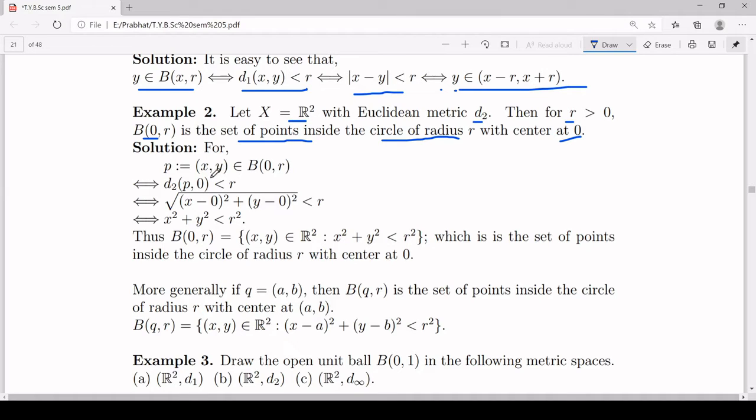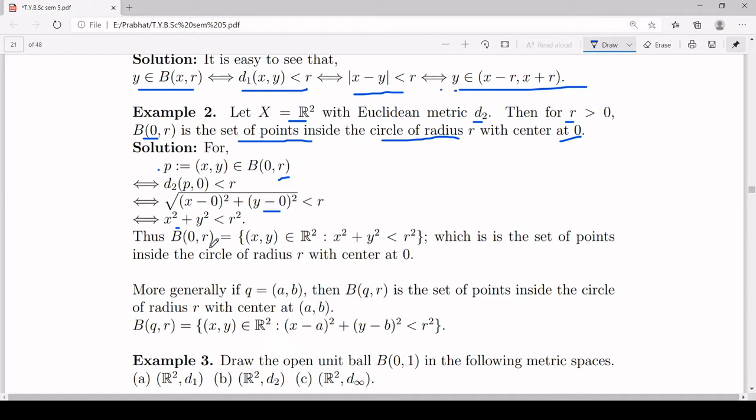You take a point (x, y), denoting it by P, so you take a point P equal to (x, y) inside B(0, R). By definition of the open ball, P will belong to B(0, R) if and only if the distance between P and 0 is less than R. Remember, 0 means here (0, 0) in R2. And this is possible if and only if, by the way the Euclidean metric is defined, the square root of (x minus 0) square plus (y minus 0) square is less than R. Then squaring, this is possible if and only if x square plus y square is less than R square. So (x, y) belongs to B(0, R) if and only if x square plus y square is less than R square.